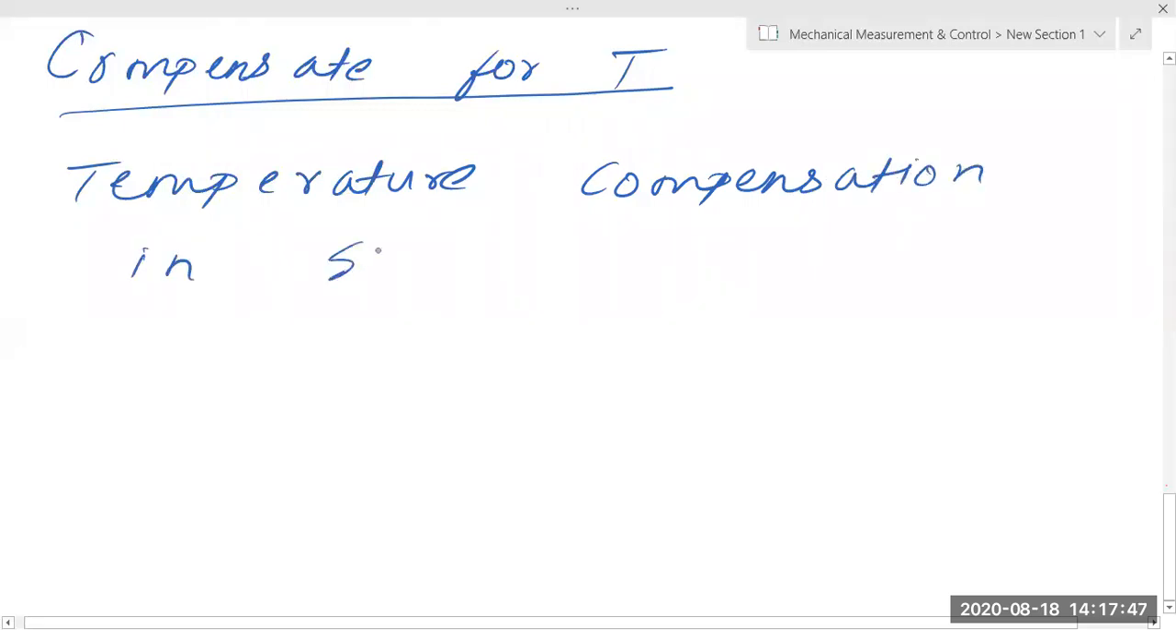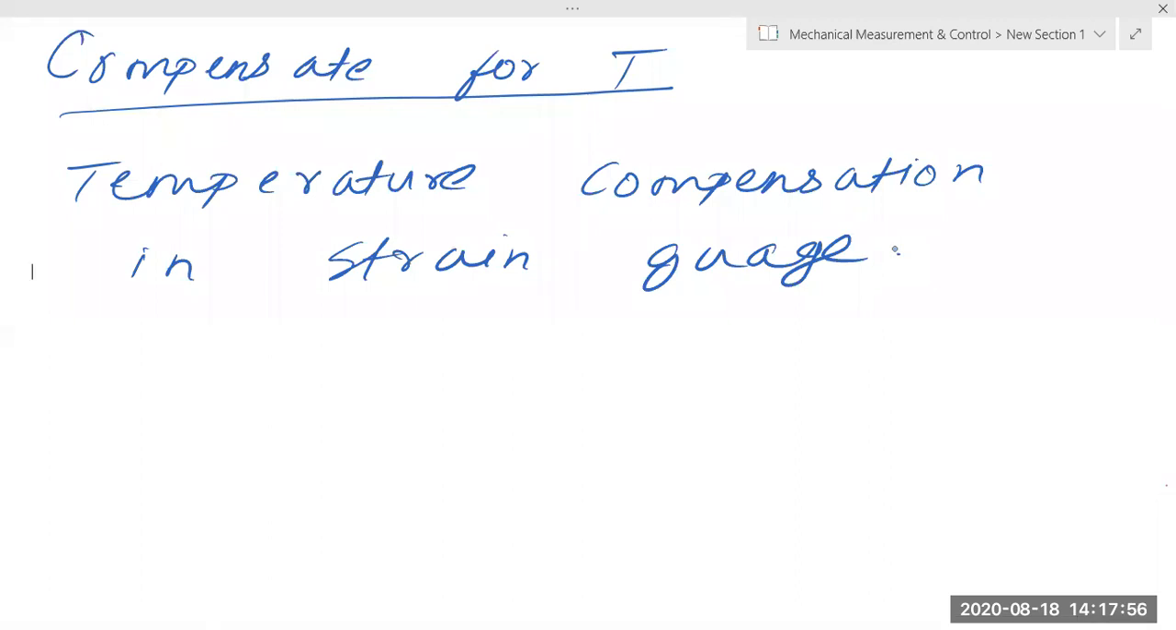I'll just be asking you, why do we do temperature compensation in strain gauge? I am allowing every one of you to be vocal, and you can speak loudly, not an issue. I have given you the authority to unmute yourself. Why do we need temperature compensation in strain gauge?